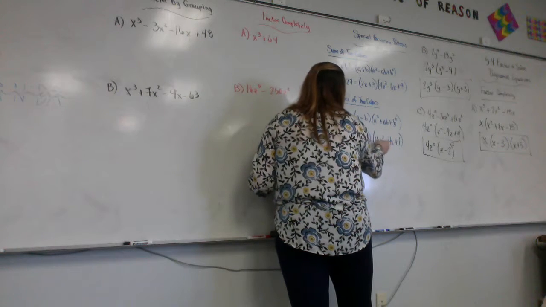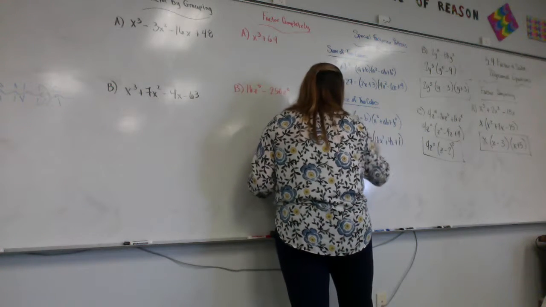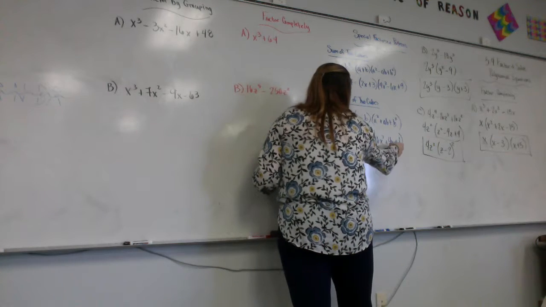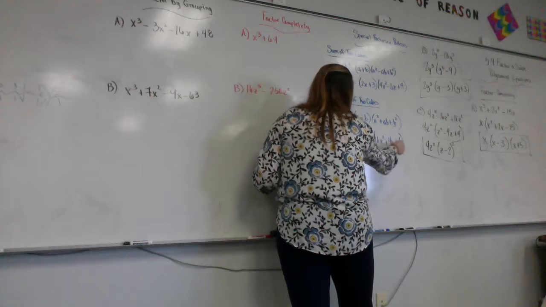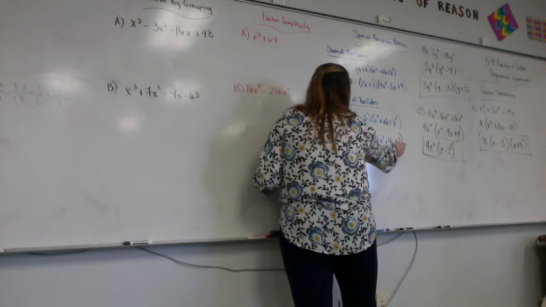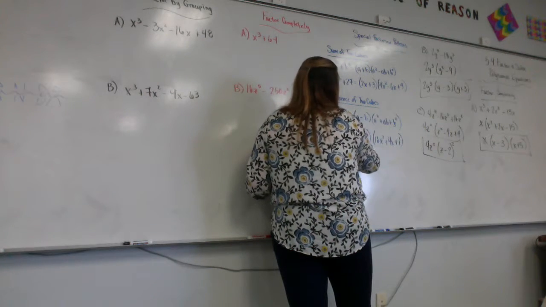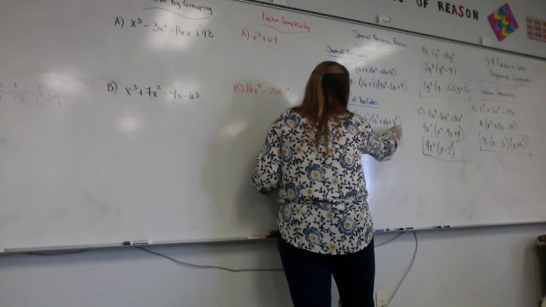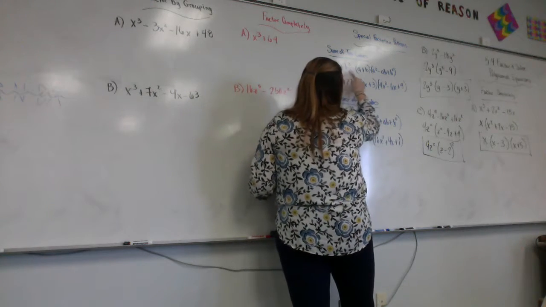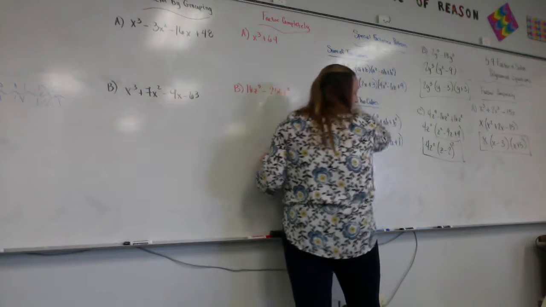4 squared is 16. X squared is x squared. 16x squared. This spot here is this times this. 4x times 1, 4x. And this spot, wouldn't it be negative one? No. The pattern for difference of cubes is negative, positive, positive. The pattern for sum is positive, negative, positive.